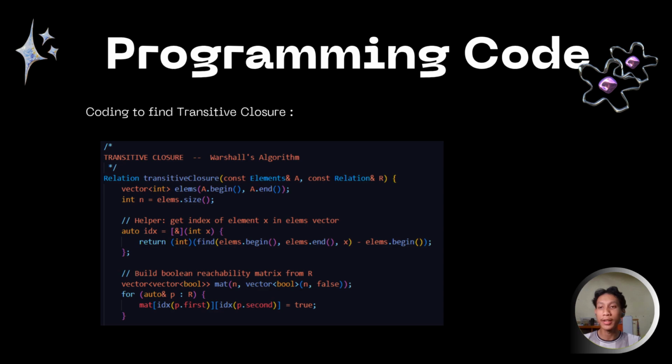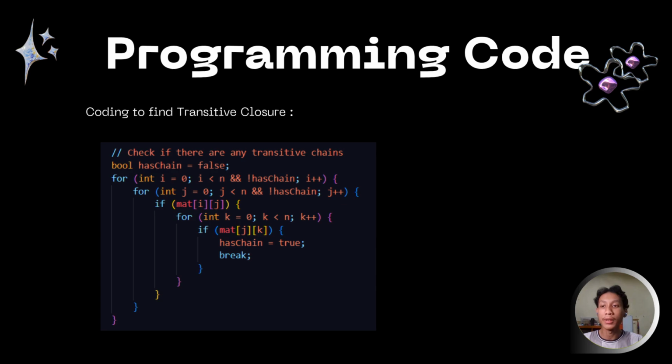Implementation of Warshall's algorithm to find the transitive closure of a relation. We start by taking our set of elements A and copying them into a flat vector called elements. This gives us a fixed order so we can map abstract data into numerical indices using our helper lambda function idx. Next, we create an n times n Boolean matrix initialized to false and loop through our initial relation, flipping the corresponding cells to true to represent all direct connections.